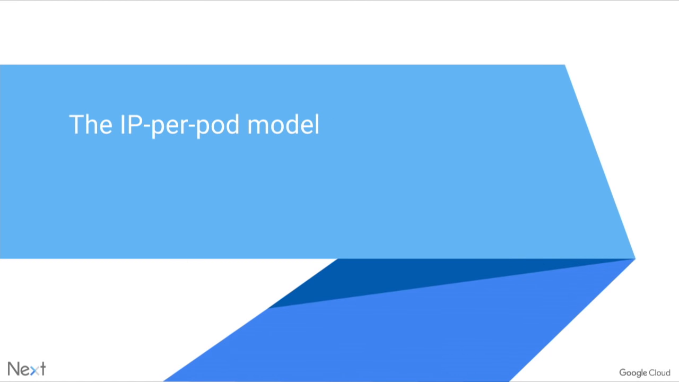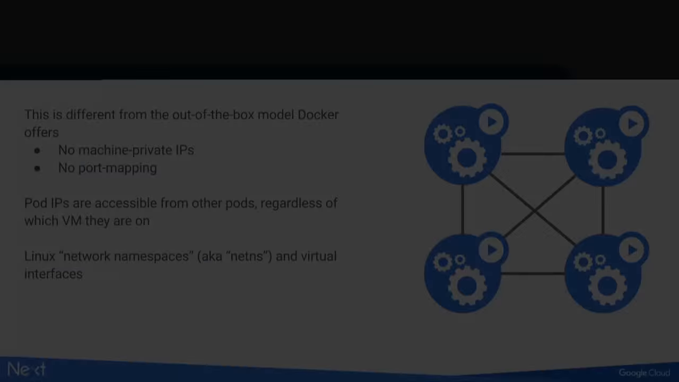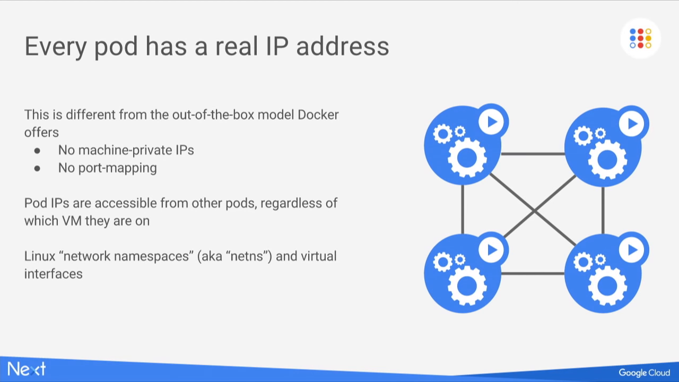So let's talk about the IP per pod model. As Tim said earlier, every pod is going to have its own IP address. There's a lot of different ways to do networking with respect to containers. Docker chooses to use, we don't choose to use a lot of complexity. We want to rely in Kubernetes on a lot of old concepts and traditional ideas involving routing and networking. There's no machine private IPs, no port mapping. Every pod has an IP address, and it's accessible to all the other pods, just like every virtual machine or real machine has an IP address, and it's easiest when it's accessible to all of the other network entities that you've got in your network.